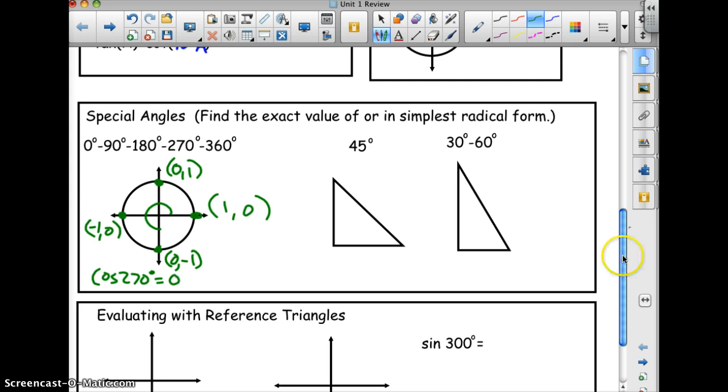Now to find a 45-degree angle, I'll use my special right triangle, my 45, 45, 90. All right, and each one of these angles is 45 degrees. Remember that? And the sides of that are 1, 1, radical 2.